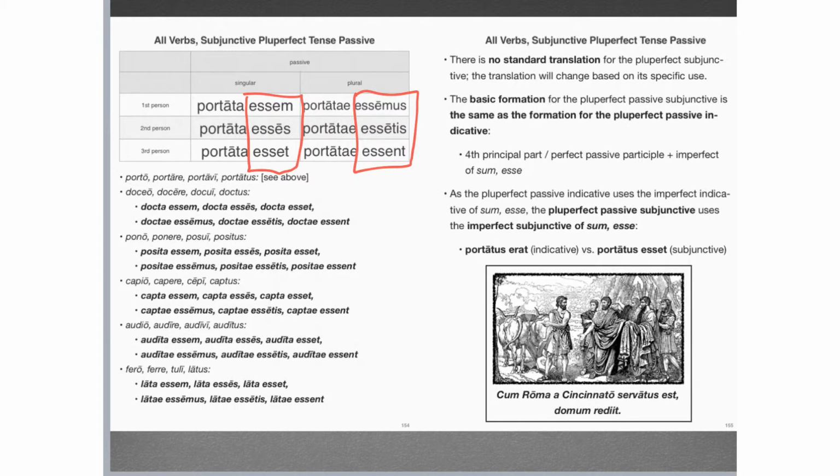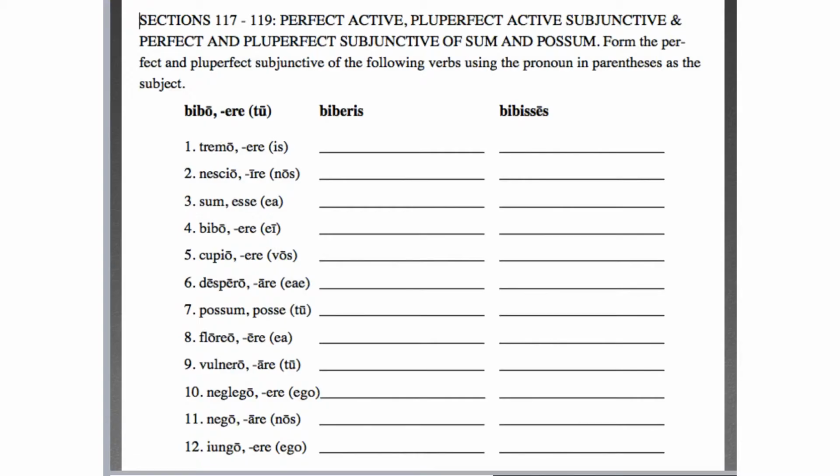So if you remember, the imperfect subjunctive is the present active infinitive plus the endings, and that's exactly what you have here for the imperfect of the verb to be. Essem, esses, esset, essemus, essetis, essent. And then your other verbs are done here. So same thing, no new forms, just new ways to put them together.